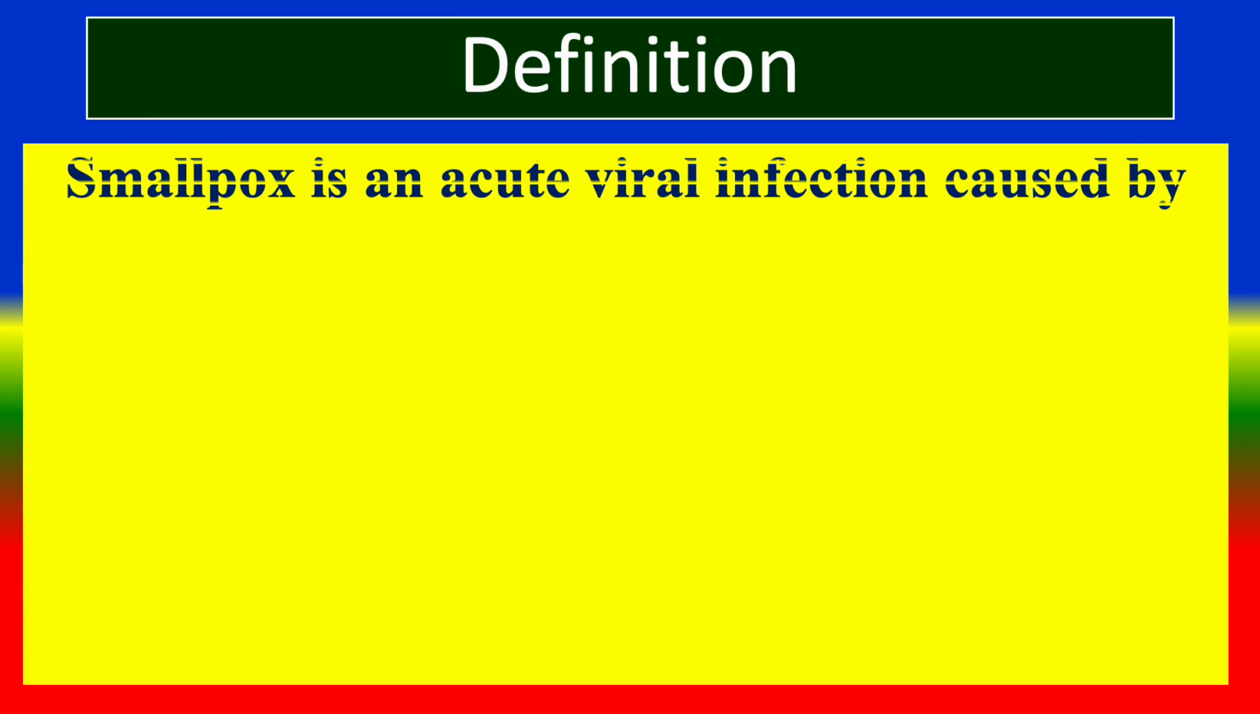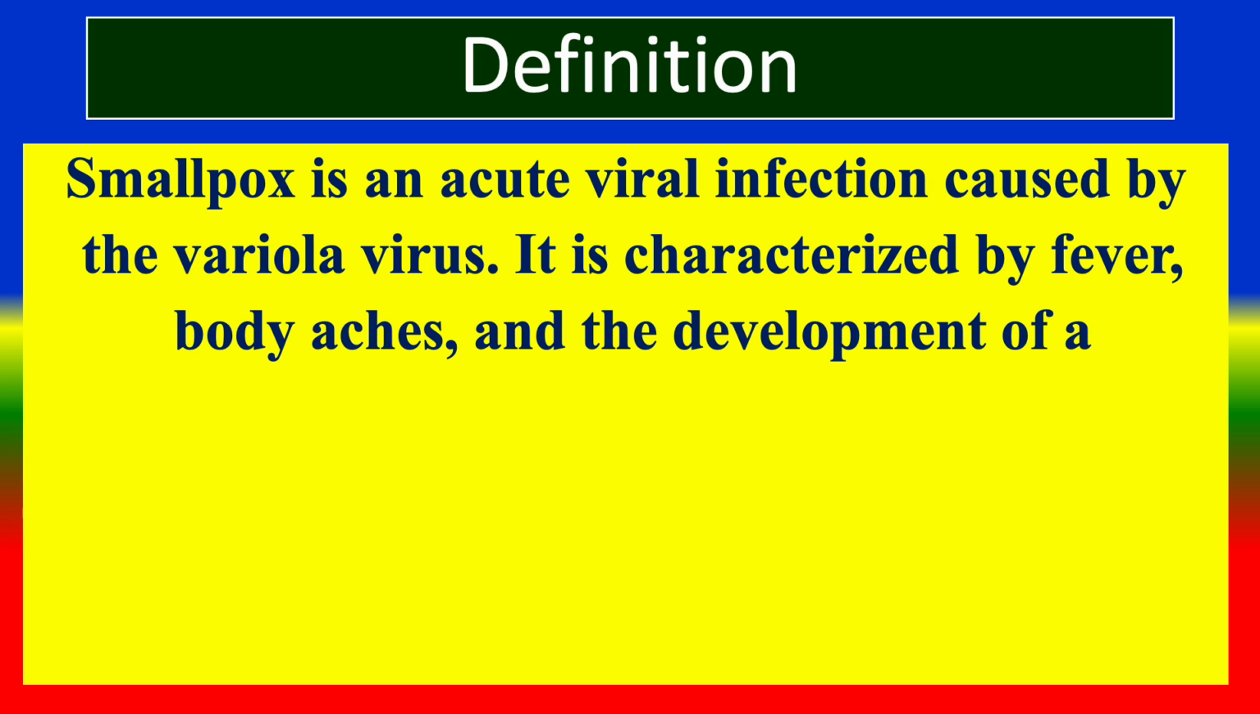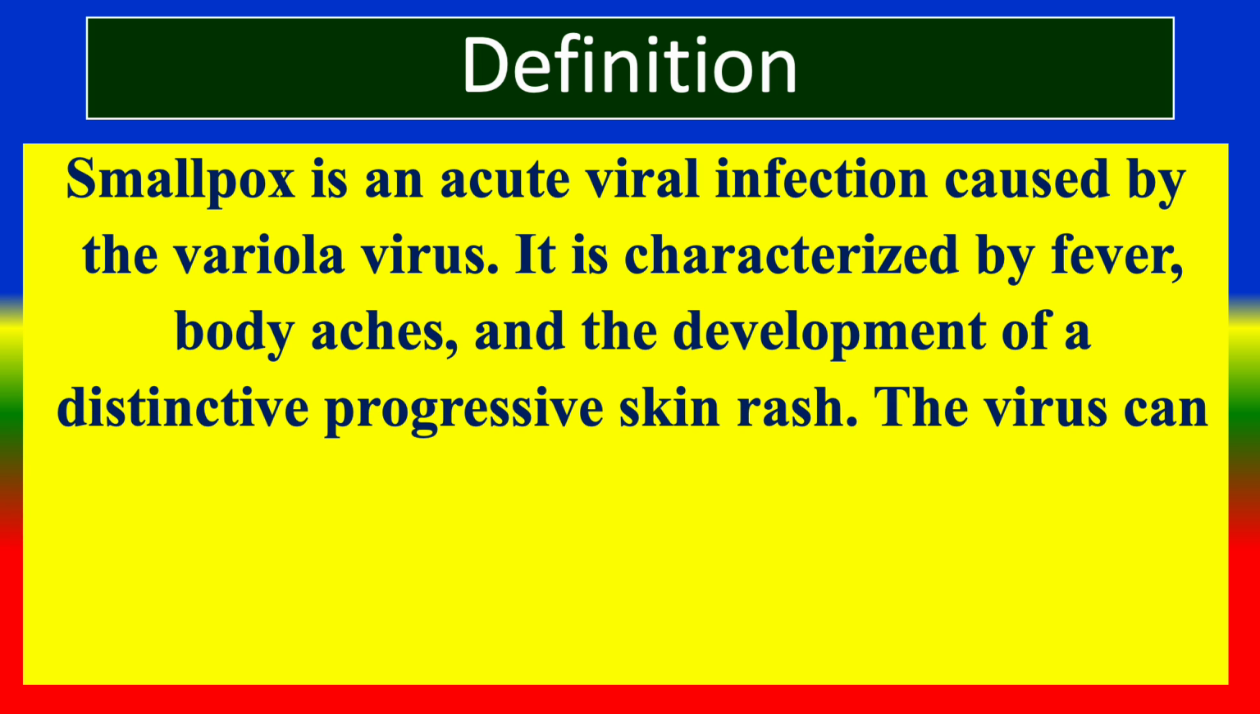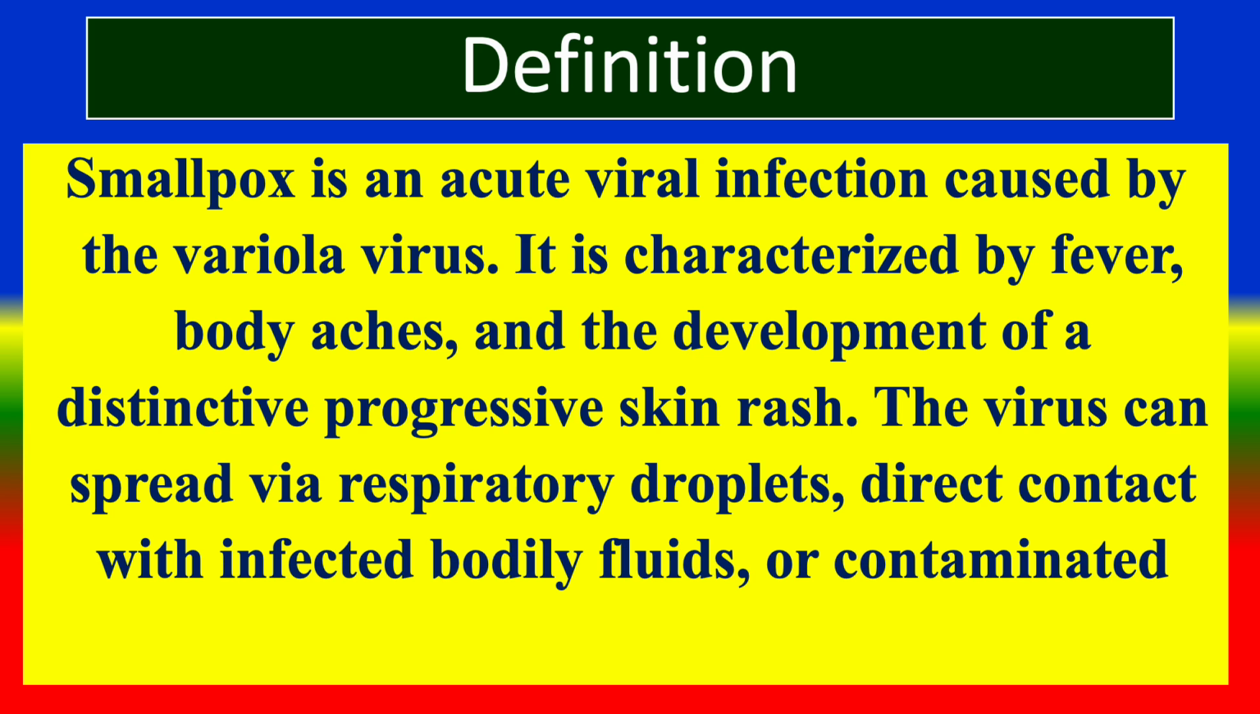Definition: smallpox is an acute viral infection caused by the variola virus. It is characterized by fever, body ache, and the development of a distinctive progressive skin rash. The virus can spread via respiratory droplets, direct contact with infected bodily fluids, or contaminated objects.